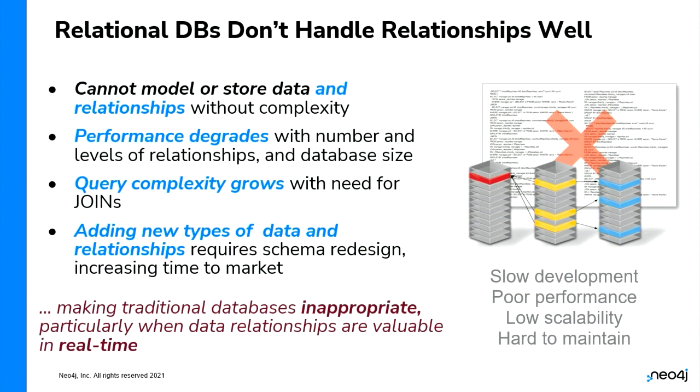So I've kind of alluded to this. Why don't relational databases handle data relationships really well? Well, first of all, they don't store the relationship. So you have to design a schema that has keys across tables. And when you're trying to do that across many tables or trying to add new data, it's pretty cumbersome to do.